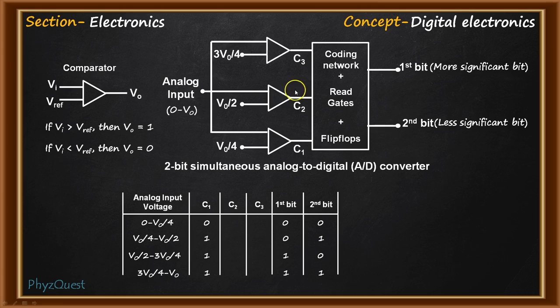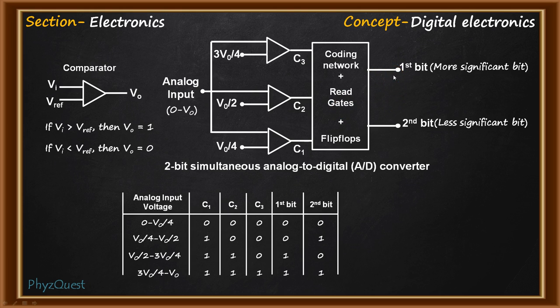Similarly, for the second and the third comparator, the outputs C2 and C3 will be like this, as per their reference voltages, because they have higher reference voltage values. Now we have got the possible outputs C1, C2 and C3 of the comparators for different parts of the analog voltage range. This output of the comparators is fed to a coding network plus gates plus the flip-flops, and finally it produces a digital output.